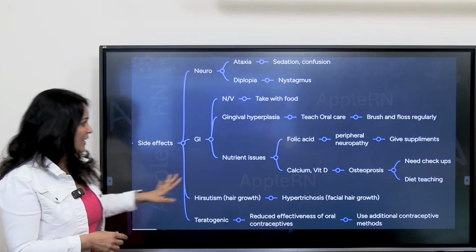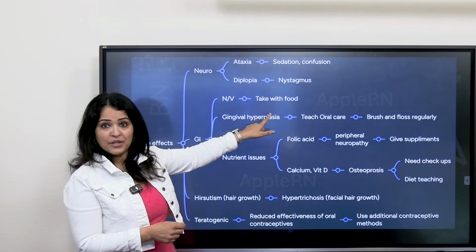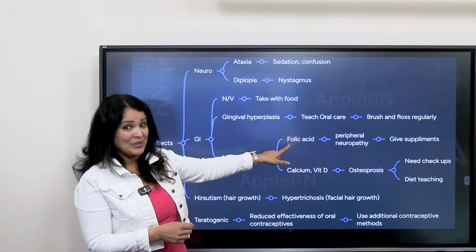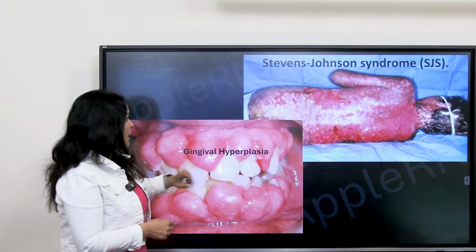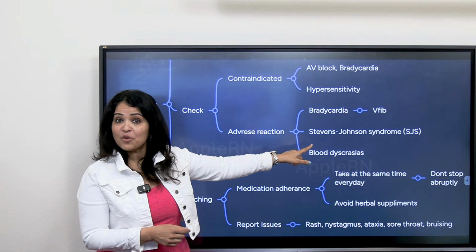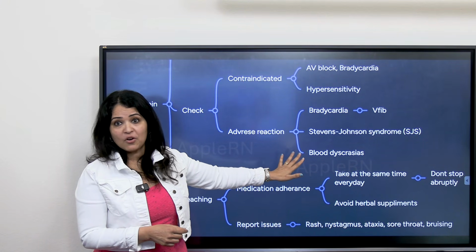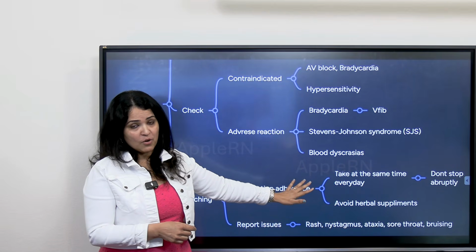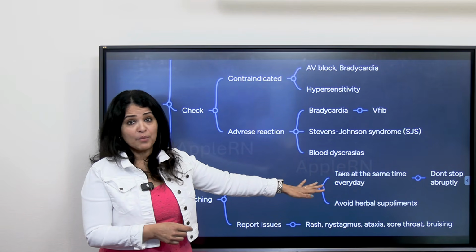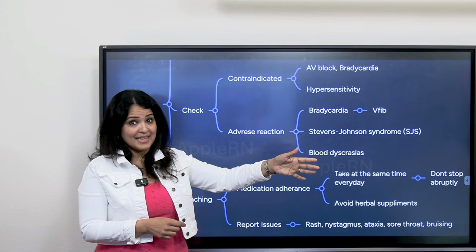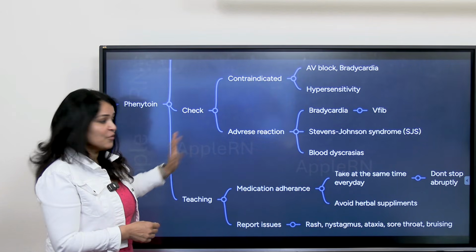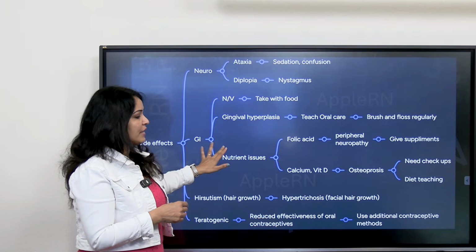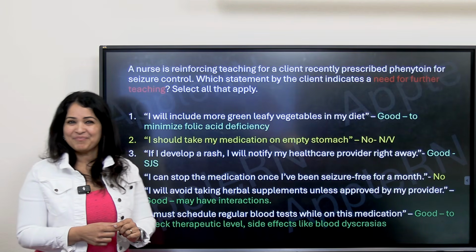So we learned about take it with food. We learned about folic acid. So green leafy vegetables are a good thing to do. And we talked about how the Stevens-Johnson syndrome can come. And we talked about it's important to do blood works. And we also talked about we would like to avoid herbal supplements unless the doctor says it's okay, right? So now knowing all that, let's go back to our question and see if we can get the answers right.